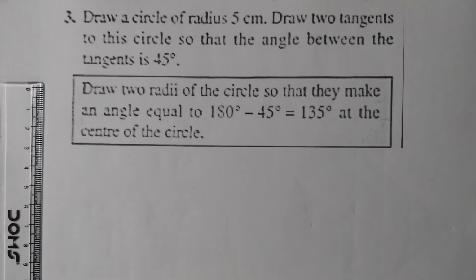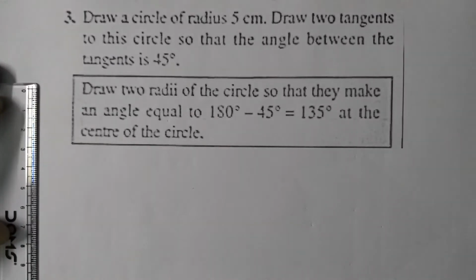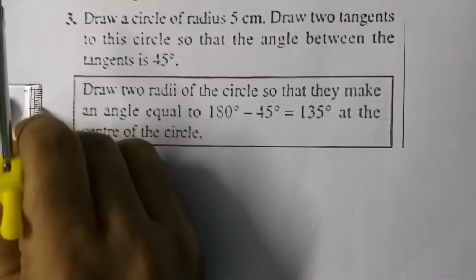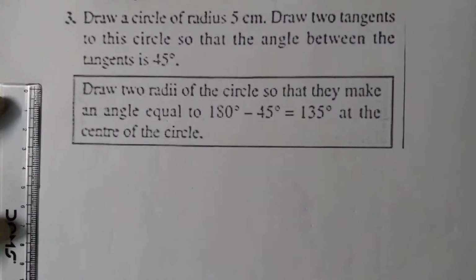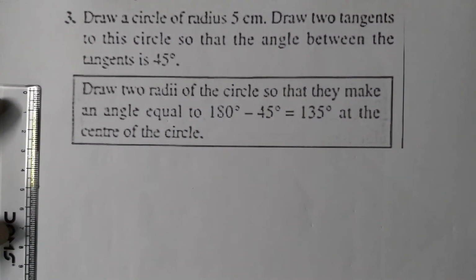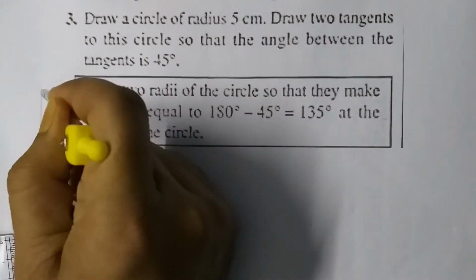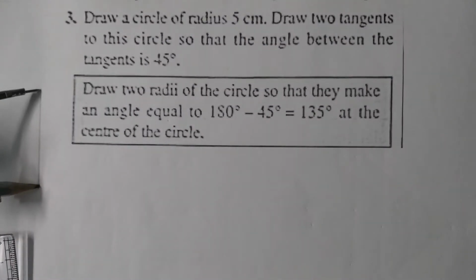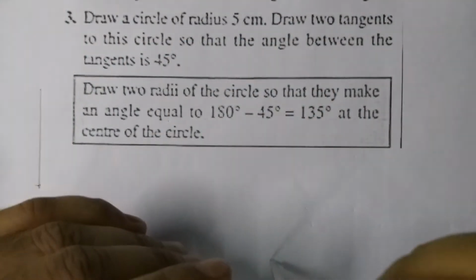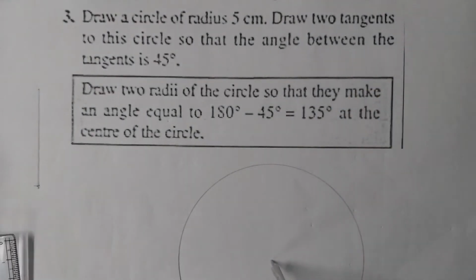See the question. Draw a circle of radius 5 centimeter. So let me draw radius 5 centimeter here. So this is 5 centimeter radius. Taking this 5 centimeter, see here 5 centimeter I have taken. This is 5 centimeter. So draw the circle. Taking this radius 5 centimeter, draw the circle. See, this is the circle I have drawn.